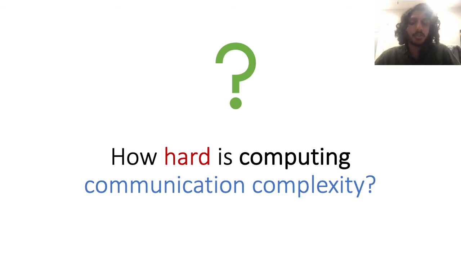So the main motivating question behind our paper and this line of work is the following. How hard is it computationally to compute communication complexity? Communication complexity is this model that we all know and love. But if you look at it from a computational perspective, what are the properties of this complexity measure? Is it easy to compute? Is it in polynomial time? Is it NP-hard to compute? Is it hard to approximate? Those are the motivating questions behind this paper.